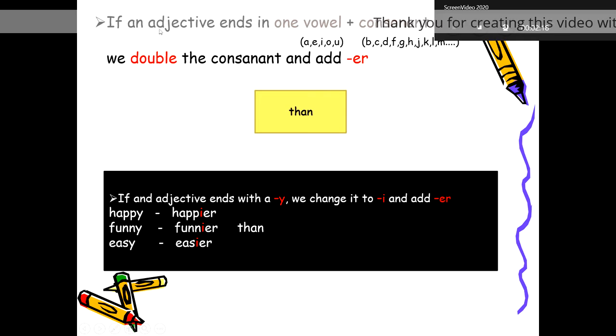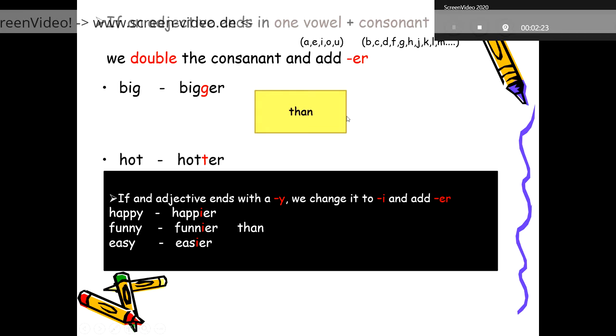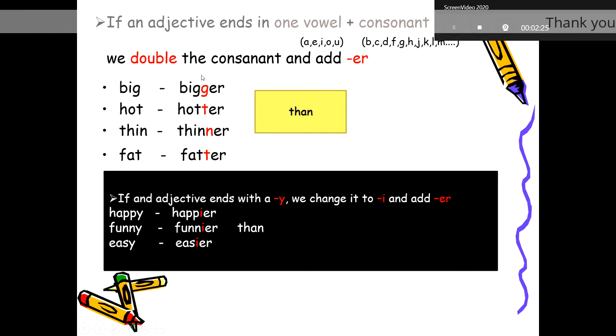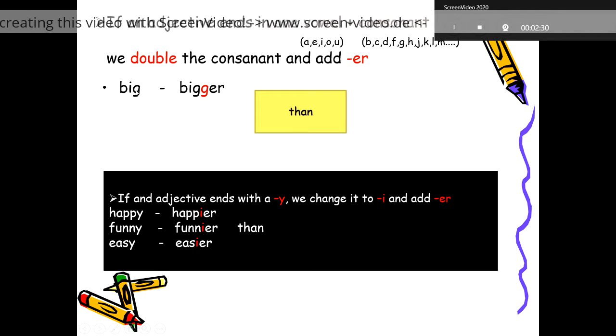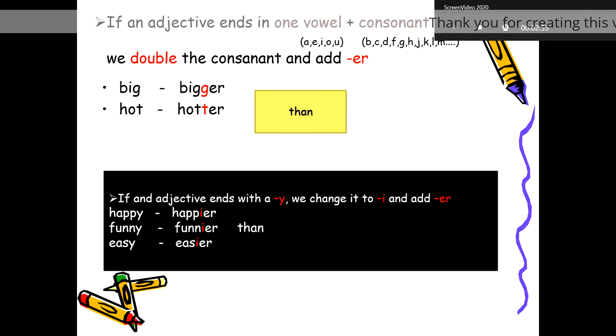Number one, if the adjective is short and it ends in a vowel plus consonant. Like big, it's a short adjective and it ends in the vowel I, after it a consonant G. If we want to add the er, we will double the last consonant. We will double the G. So big will be bigger. Hot, one vowel, one consonant. We will double the last consonant. Then add er. Hotter than.